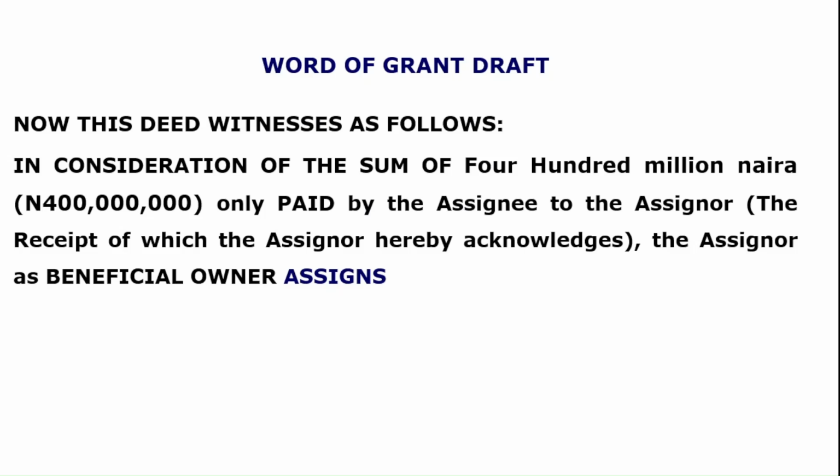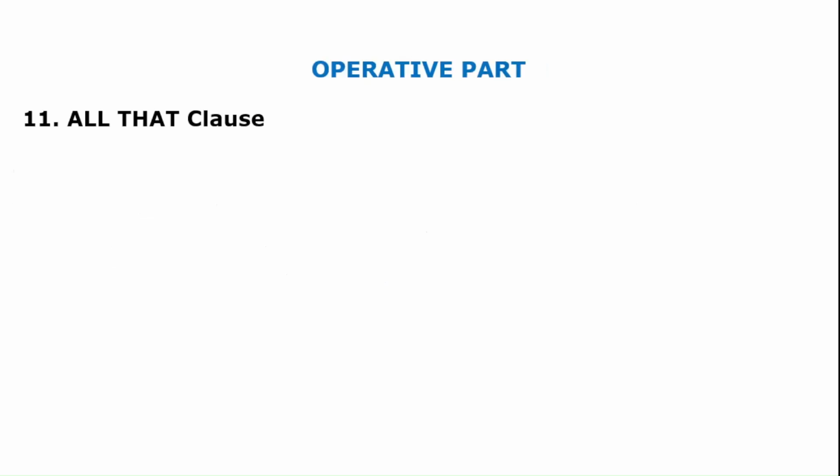Since this aspect of the operative part is very interesting and very simple and straightforward, once you just understand the logic and the flow from the consideration, you don't have to memorize how much is he paying. 400 million naira. Have you gotten it? Yes. What's your capacity as what? As beneficial owner. What are you doing? You are assigning. Once you use that logic, you'll be able to what? Memorize it. So the next clause that follows is the all that clause.